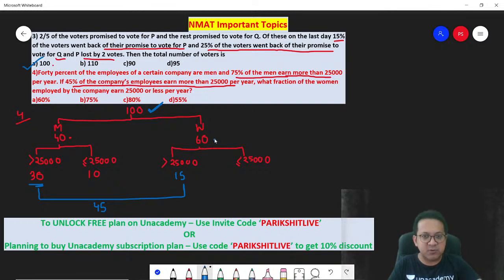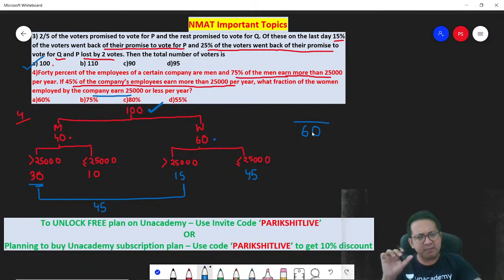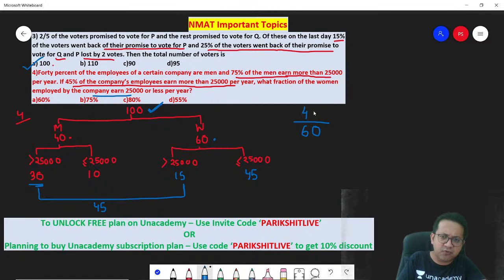Remember, there are a total of 60 women. If 15 are earning greater than 25,000, the remaining 60 minus 15 is 45, who must be earning less than or equal to 25,000. Correct? The question is, what fraction of the women earn 25,000 or less? Fraction means the number of women goes in the denominator, divided by 60. The numerator is 45. So 45 by 60 is 3 by 4. 3 by 4 into 100 is 75%, and that's the answer.